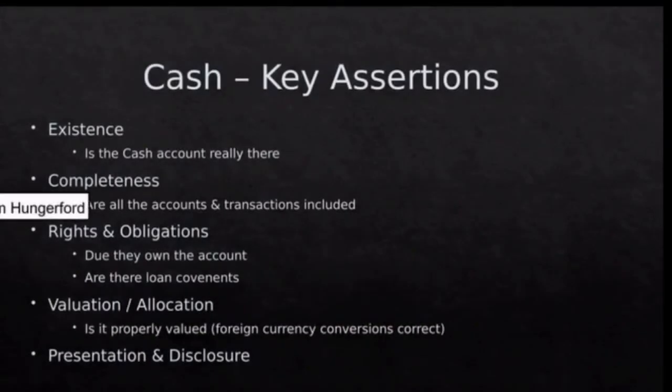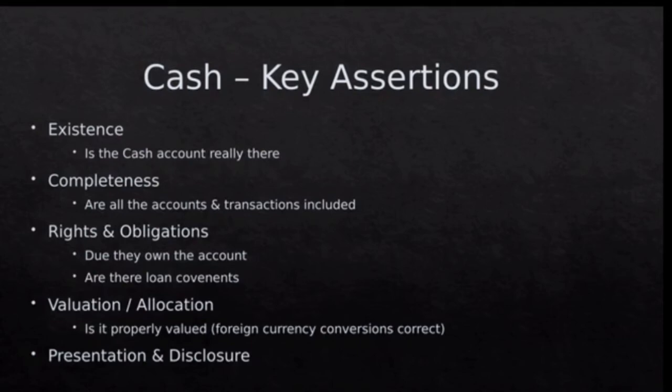When it comes to cash, there's a few key audit assertions. First off is existence. Does that cash account really exist? Is there a bank statement? Is it a valid bank? All these things to make sure that it really does exist. Next would be completeness. Are all the transactions going in and out of the general ledger for that cash account as you would expect? On the flip side of that, when you look at the bank statement, are all the transactions going in and out of the bank statement as reflected on the general ledger?